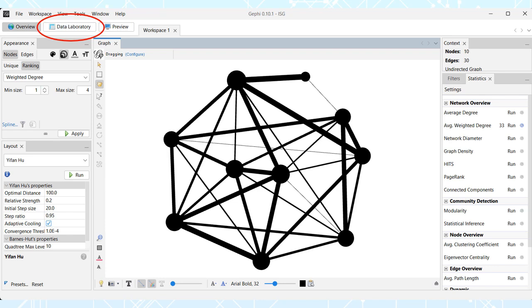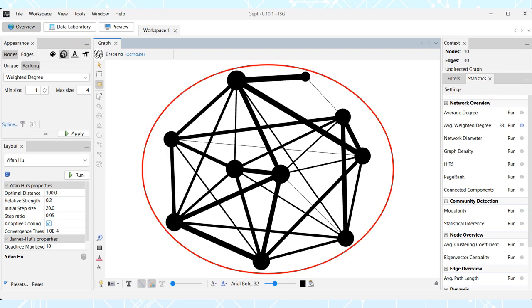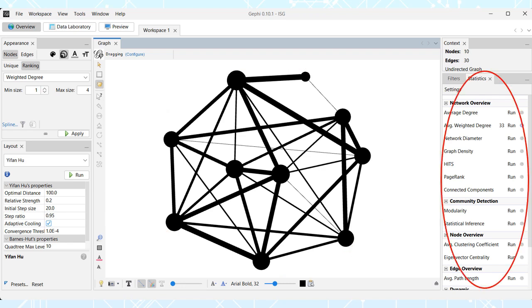The Gephi application produces a visual representation of the group, with the size of each node reflecting individual social capital and the width of the edge reflecting the capital in the relationship. The application also calculates a wide range of metrics, including weighted degree and average weighted degree.